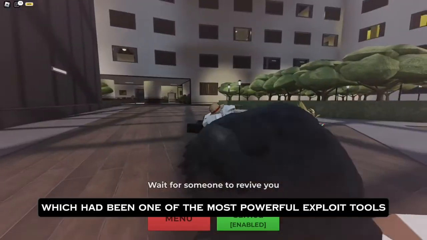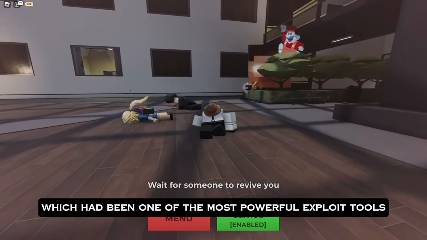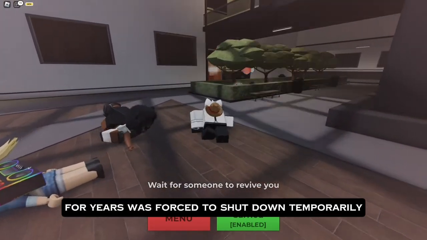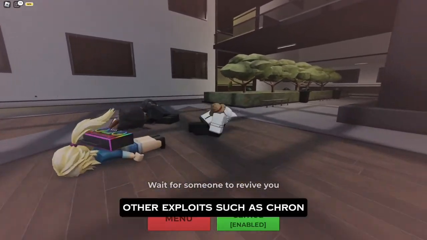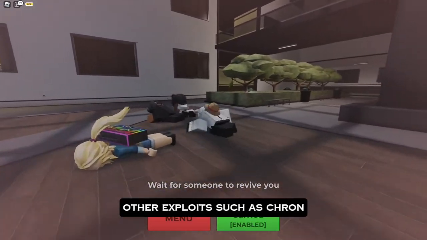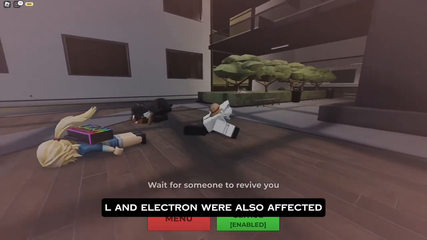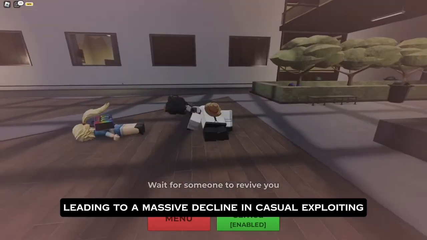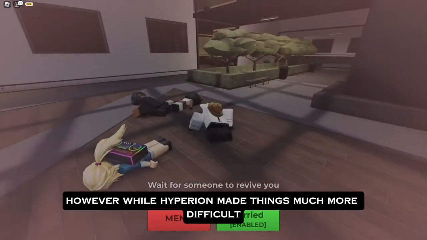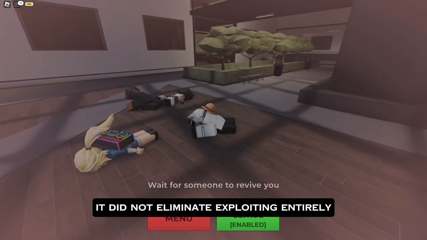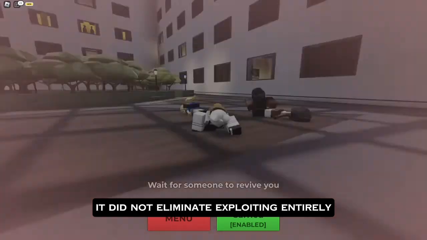Synapse X, which had been one of the most powerful exploit tools for years, was forced to shut down temporarily, while its developers scrambled to find a workaround. Other exploits, such as Krnl and Electron, were also affected, leading to a massive decline in casual exploiting. However, while Hyperion made things much more difficult, it did not eliminate exploiting entirely.